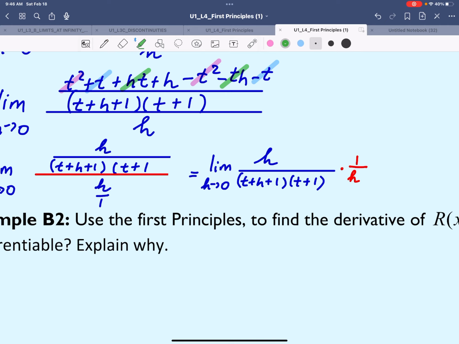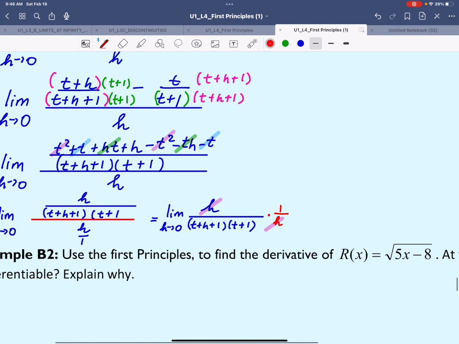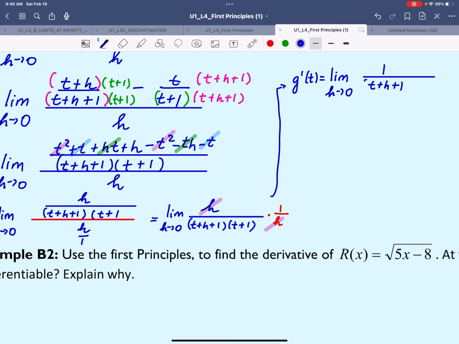And again, the fun step, simplifying. So we'll say that g prime of t equals the limit as h approaches 0, we're almost there, of 1 over t plus h plus 1 times t plus 1. We have simplified the expression inside the limit completely, which means that we are ready to substitute h by 0. So we have 1 over t plus 0 plus 1, which is t plus 1.